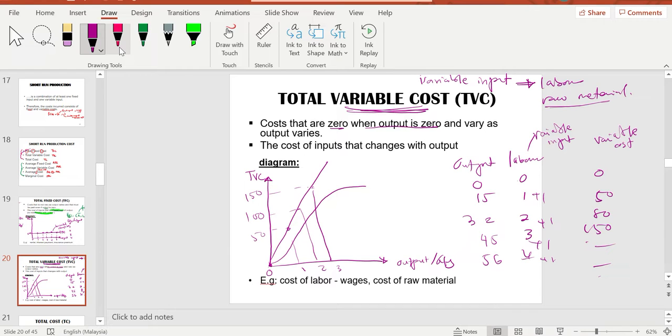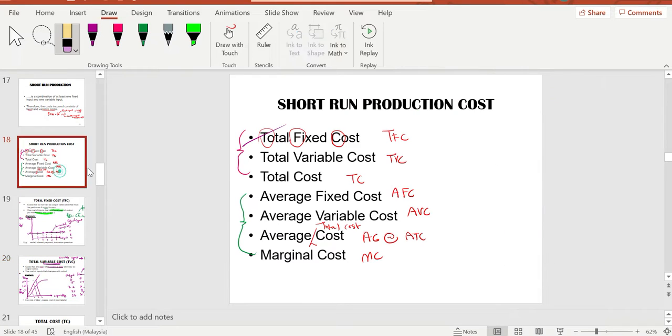Tapi selalu student salah faham bila dia draw TVC, dia straight je naik ke atas, bukan macam tu. So the drawing is basically, okay, quantity ataupun output, TVC from the origin, buat dia meningkat macam gitulah. Macam gitulah, boleh lah. Tapi jangan straight saja, macam gitulah. Okay, ni rupa dia. Dia macam a bit of S lah. Okay, done this one.